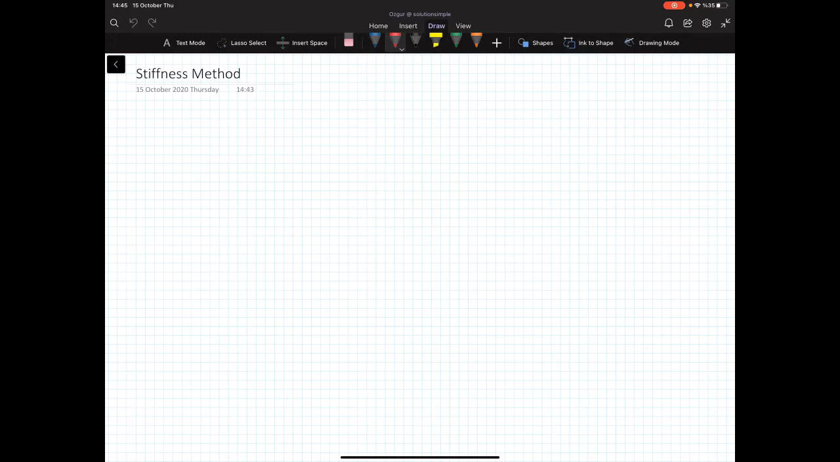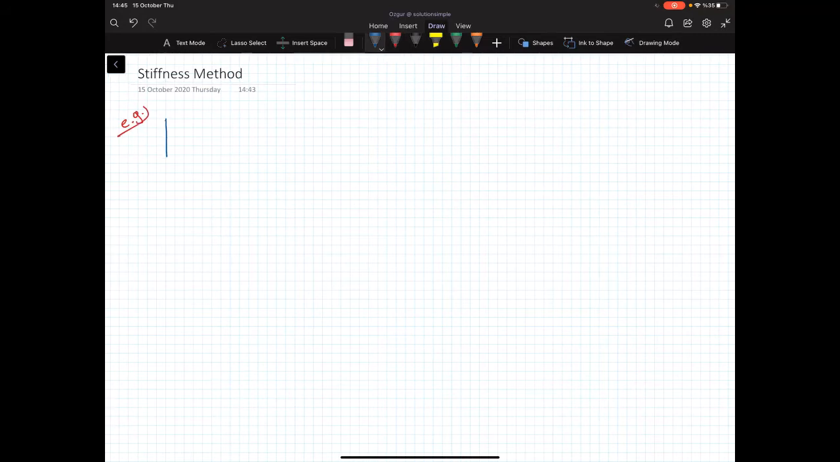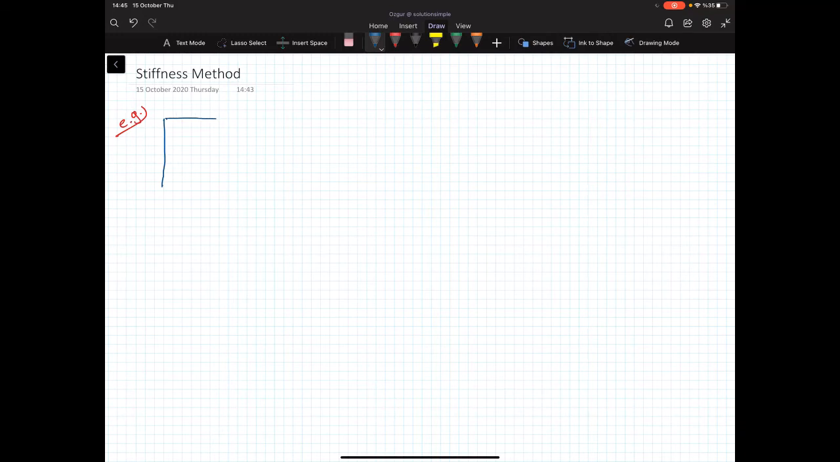Okay, today we will work on an example problem, and while working on it, we will try to remember what we learned last year on the stiffness method. So it will be a simple frame, a frame like that.